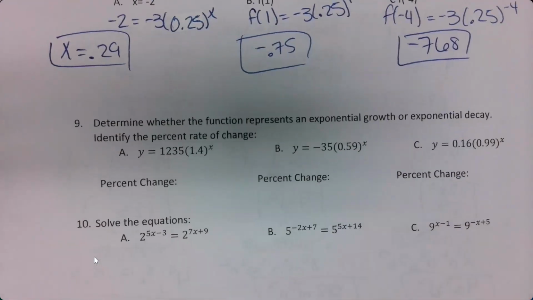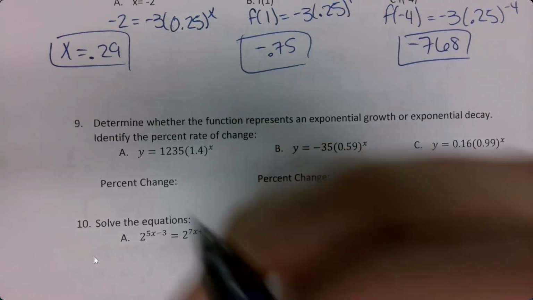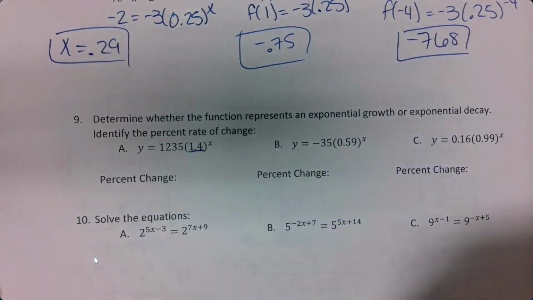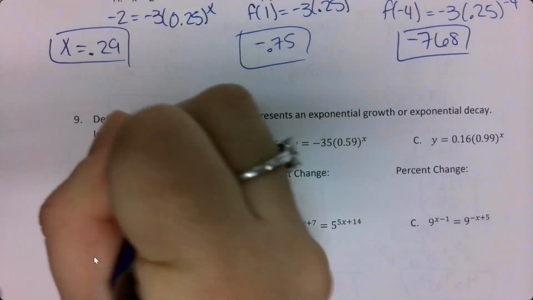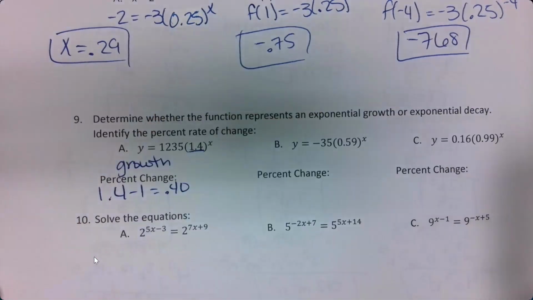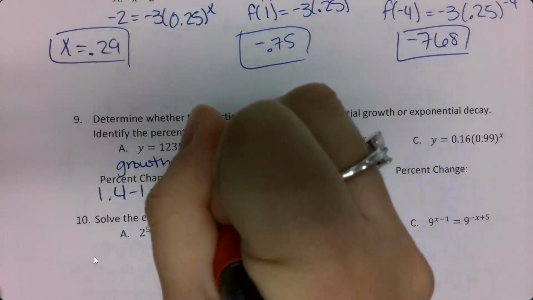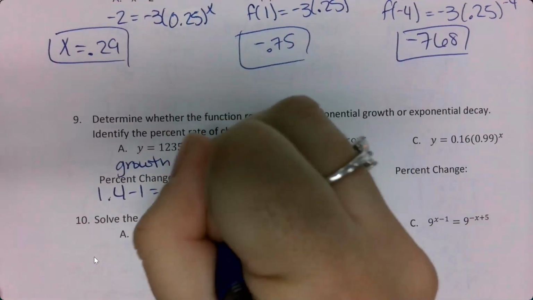This one wants me to decide if it's exponential growth or decay, and then the percent rate of change. This one, the number inside is larger than 1. It's growth. So then I want to do 1.4 minus 1, which gives me 0.40, which I multiply by 100 to get 40%.